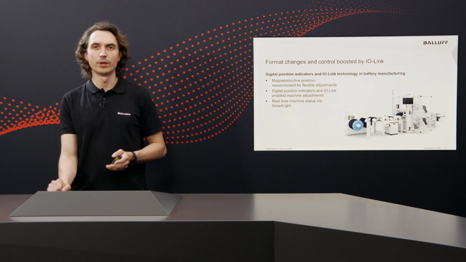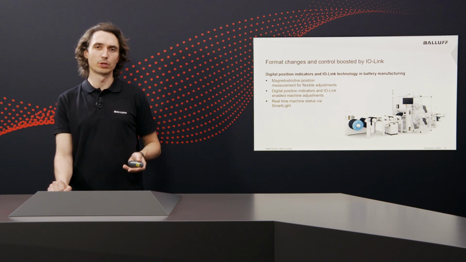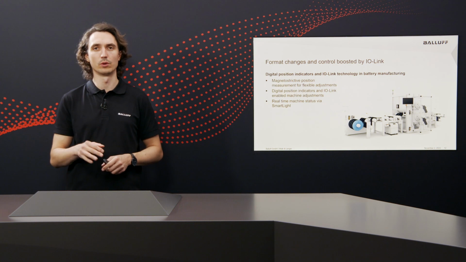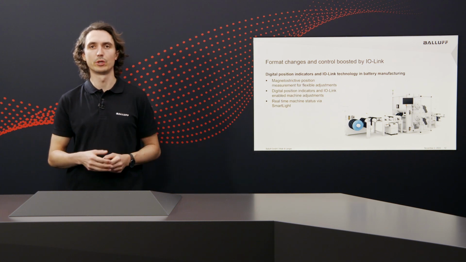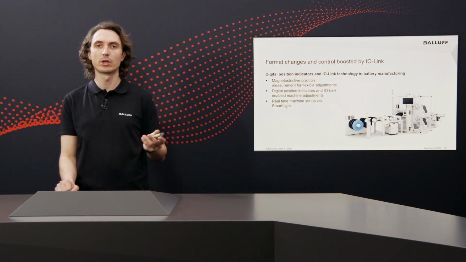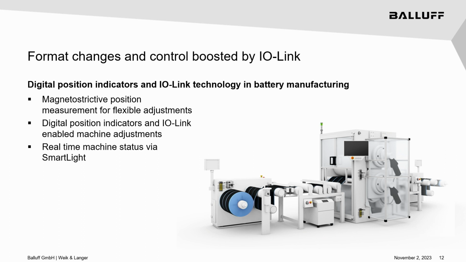And then I want to show you another quite interesting example, which is all about format changes. And of course the battery production process in general is super automated, but still there are several areas where it is only partly automated or manual format changes have to be conducted. And this is why, for example, when using magnetostrictive position measurement to do some kind of adjustments, we combine that with digital position indicators combined with IO-Link instead of going the analog way. Also in this instance, simplifying cabling, wiring, and so on and so forth. And at the same time, also easily enabling things like implementing a smart light.